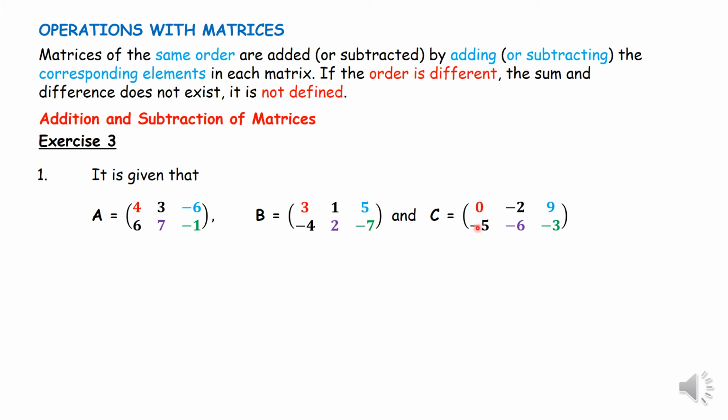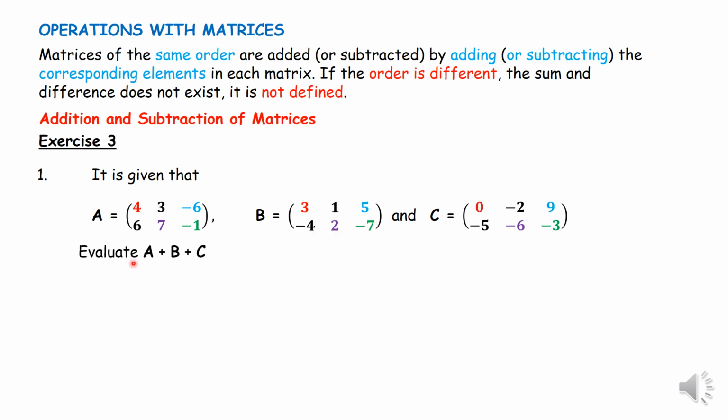Okay, if it's the other way around, suppose it's a 2 by 3 versus a 1 by 3, it will not work. Then it will not be defined. Okay, there's some differences that won't exist. But in this case, matrix A, matrix B, and matrix C are of the same order.